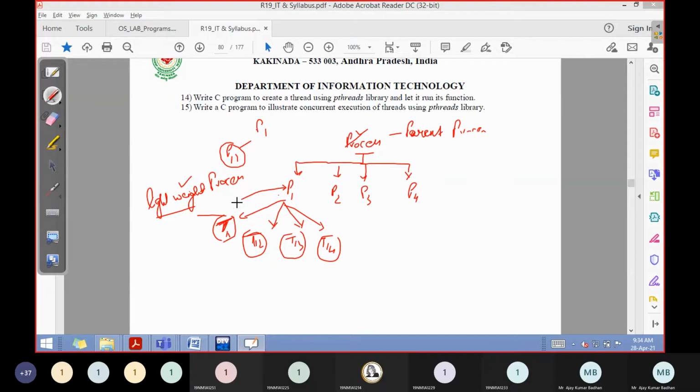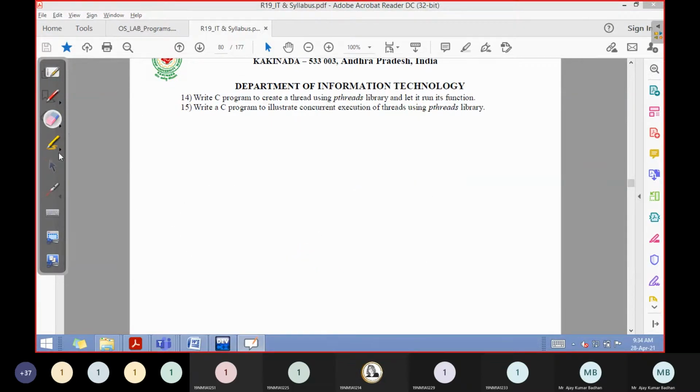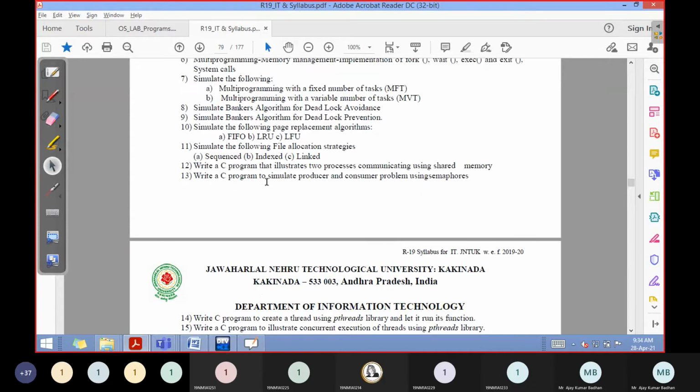You will get a clear picture when the sir explains it in Java class. Then you will get much more idea related to that. On threads itself, you have to write 2 different programs. That is something like pthread libraries, and then something like concurrent execution. So using multiple threads, how you can execute multiple programs, we are going to see in the 14th and 15th programs.